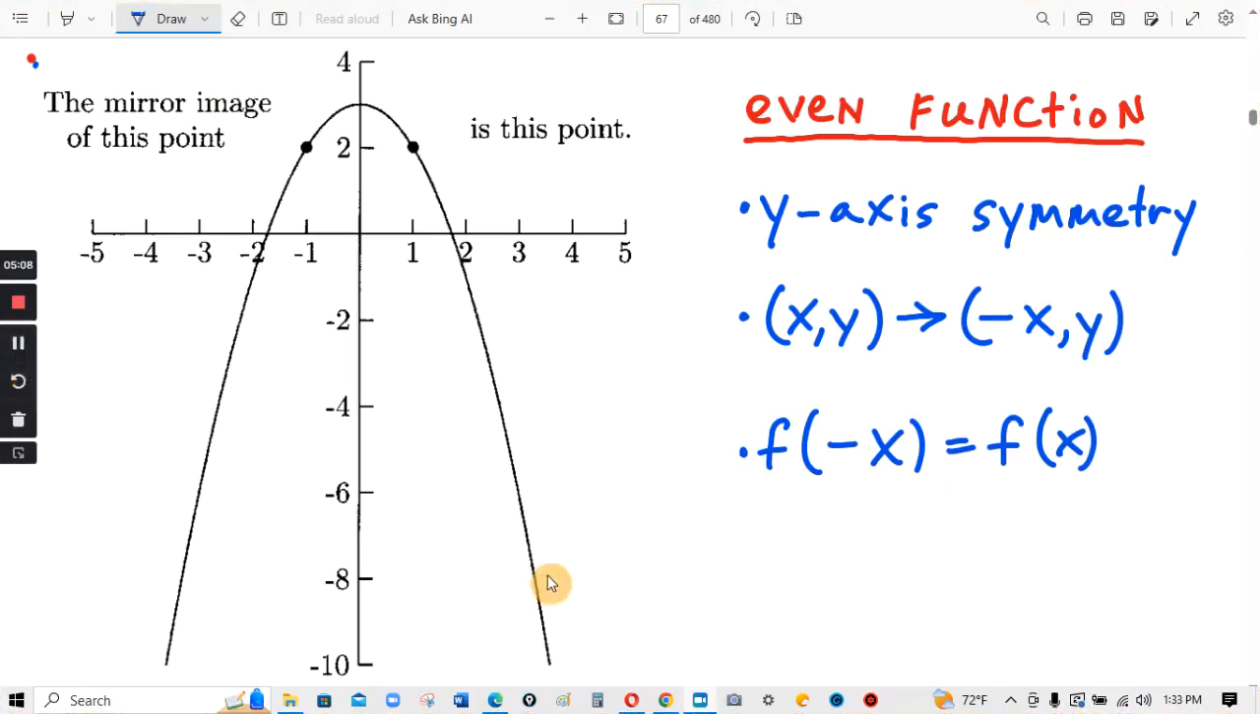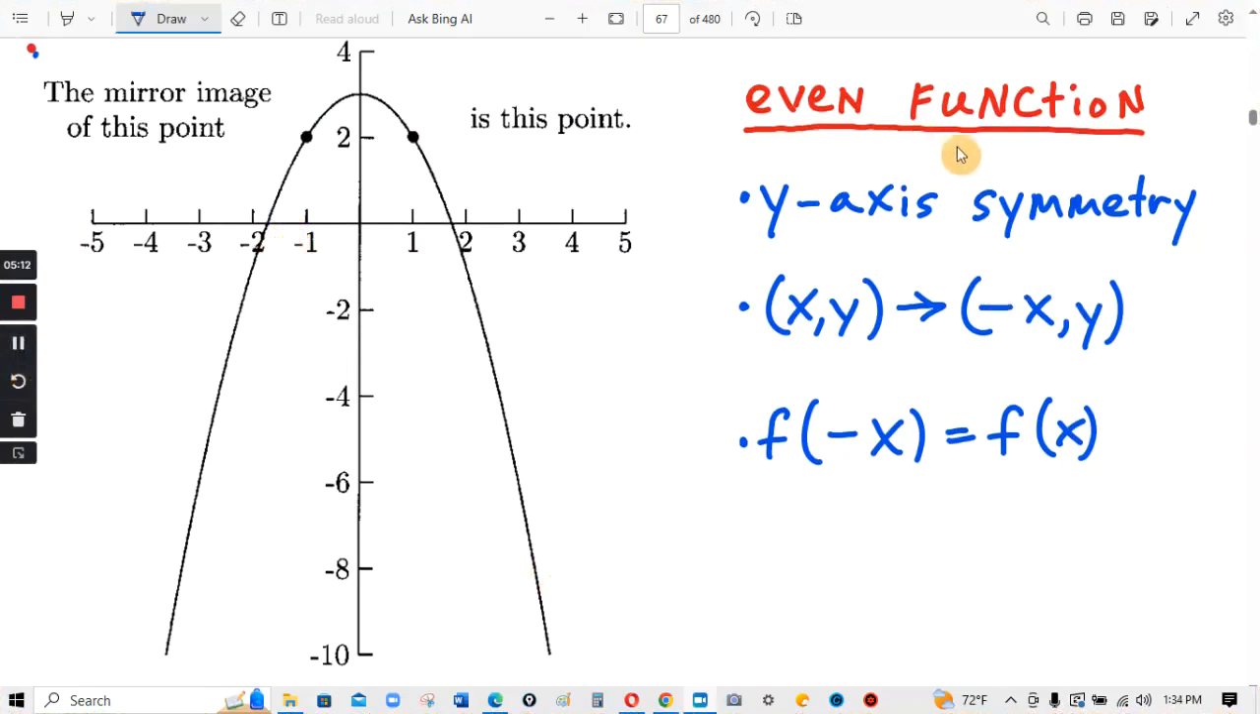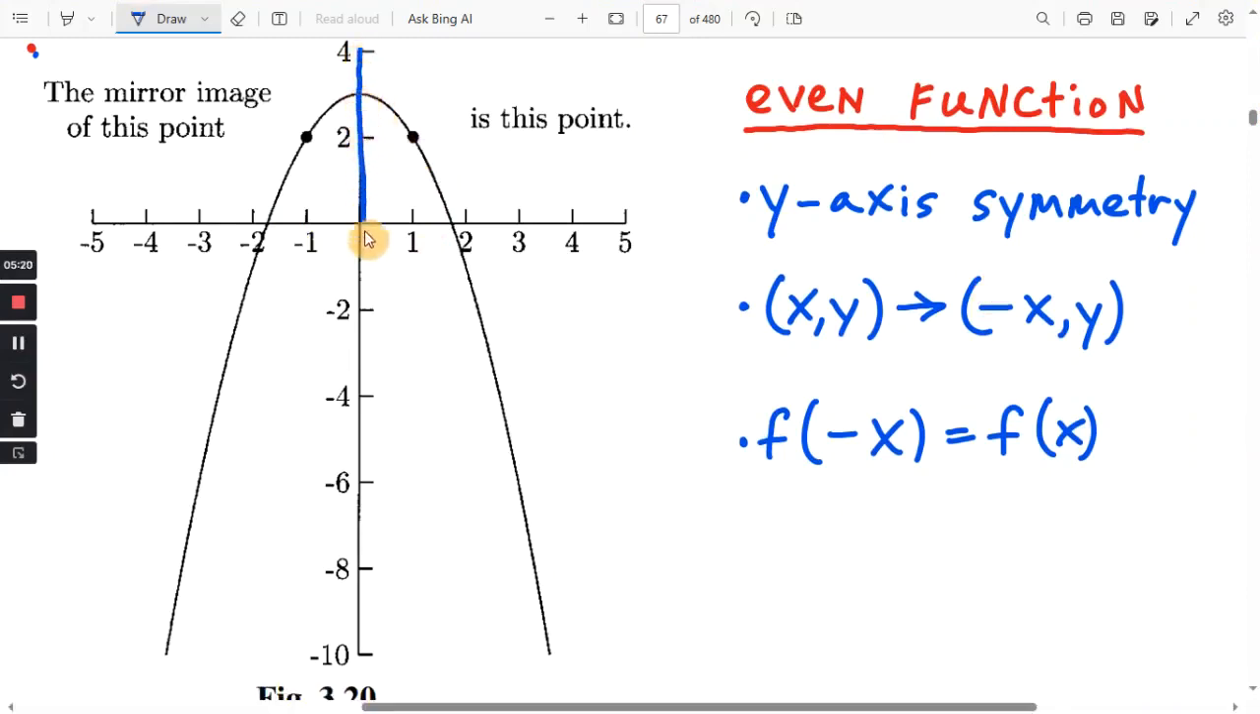Okay, so this basically is what an even function looks like. And here are the characteristics. An even function has y-axis symmetry. Notice this y-axis right here acts as a mirror. This part of the function that's on this side is the same as the part of the function that's on the other side. And also, for any point on the graph (x, y), the point (negative x, y) also exists.